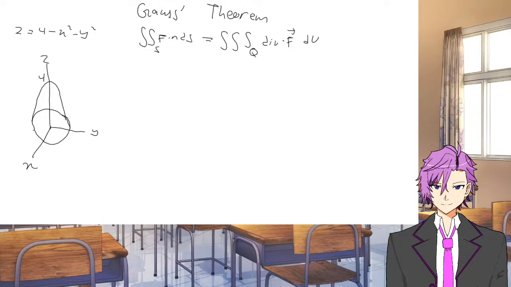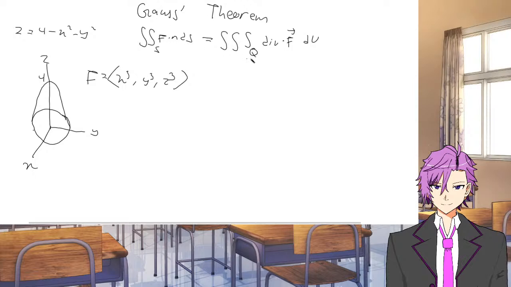And then they want us to find the flux of the vector field. So the vector field is x cubed, y cubed, z cubed. That is the vector field. And I believe that's it. Yeah, I believe that's it. That's all the data that we have.